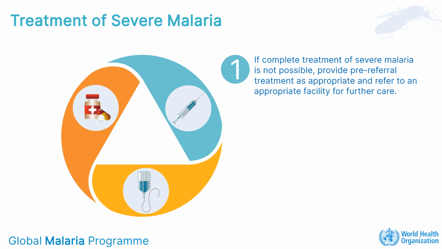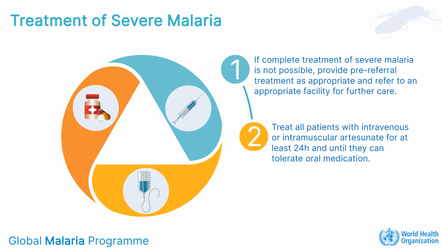Where intramuscular artesunate is not available, intramuscular artemether, or if that's not available, intramuscular quinine should be used. When intramuscular injection of artesunate is not available, children under 6 years old can be treated with a single rectal dose of artesunate in suppository form. Children who receive rectal artesunate must be referred immediately to an appropriate facility for further care.